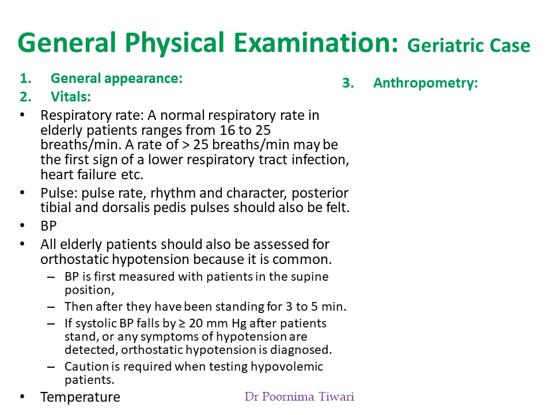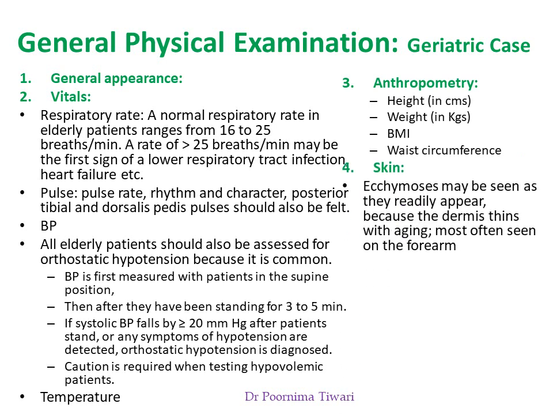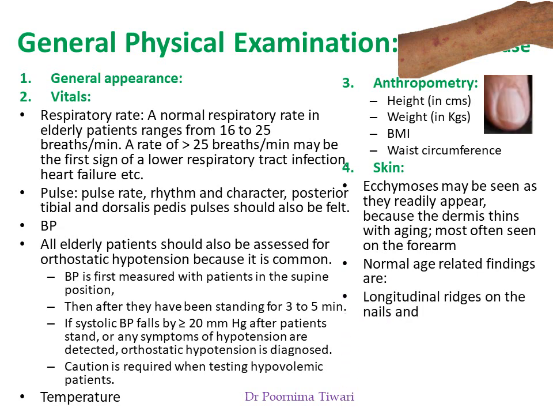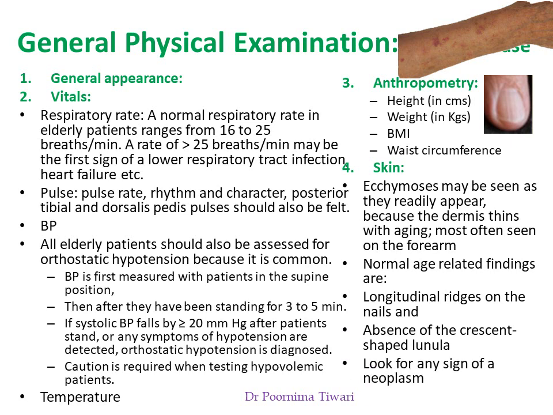Then temperature, anthropometry, examine the skin. You may find ecchymosis naturally present because they readily appear with any minor trauma, because the dermis is thin. It thins out with age, and most commonly these ecchymoses are seen on the forearm. Other normal age-related findings are longitudinal ridges on the nails. Remember, longitudinal. All transverse ridges represent something abnormal. Then loss of the crescent-shaped lunula of the nail.